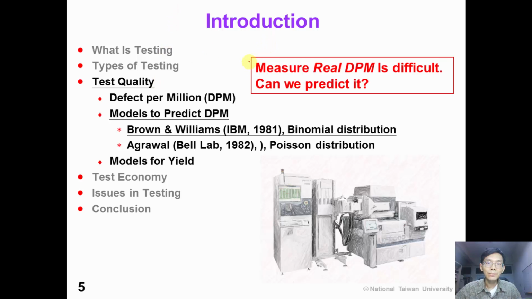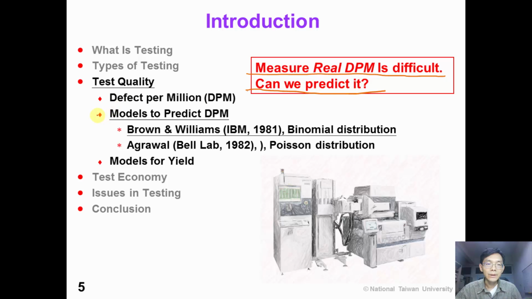So, how can we measure DPM? If we want to measure DPM by real data, it would be very difficult. And even if we can do it, it's already too late. So can we predict it before the IC is tested and sold to the customer?